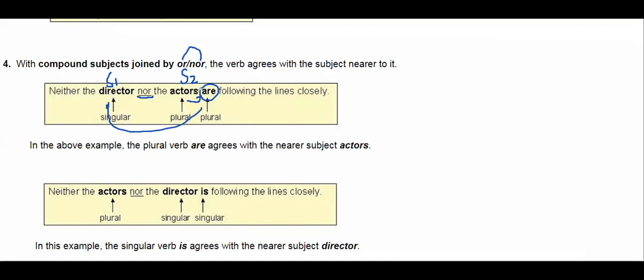Actors is closer to are, isn't it so? If it had been director, we would have used is over here. Since actors is closer to are, we are using are. Actors are. Director is following the lines closely. Director दूर है. Director is far from your verb. Actors is closer to your verb. So your verb will be based on the closer one. Okay, get it? Should I explain again?